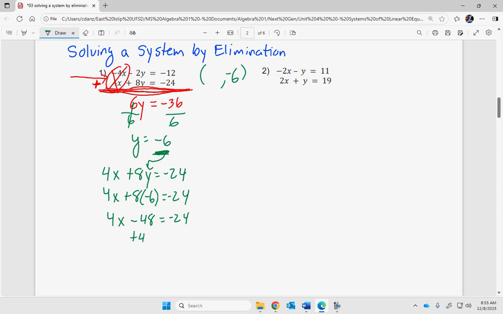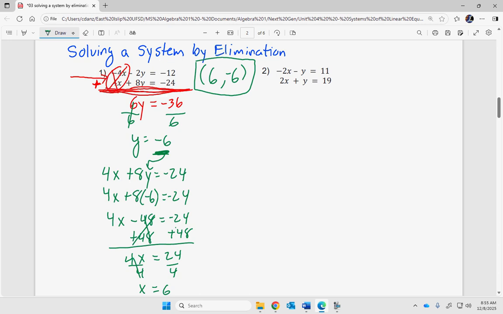I am now solving for x. And I get that x is 6. So now I know my point of intersection. I know it's at 6, negative 6.